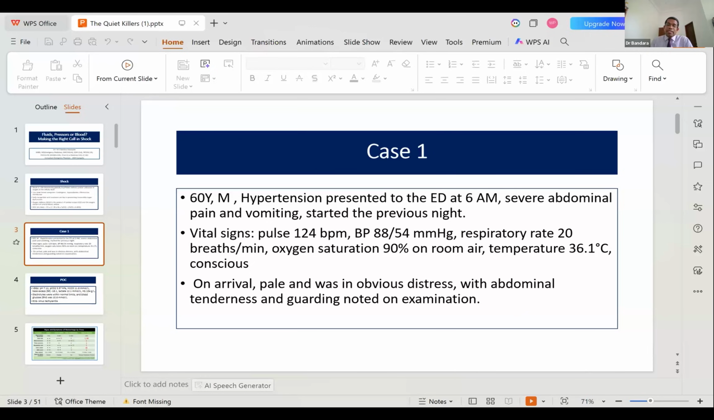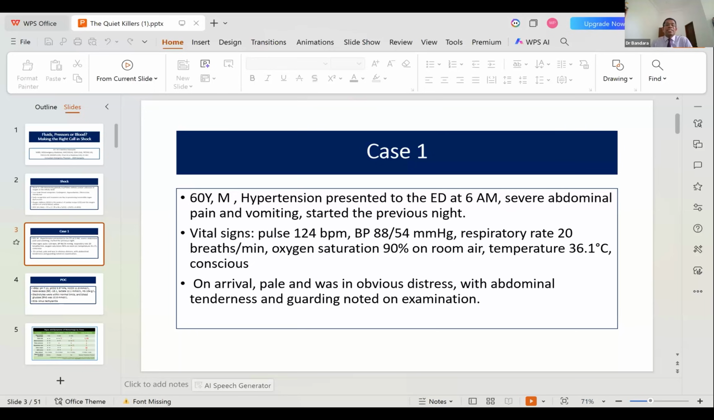So I'll move to a case discussion. I have a 60-year-old man who is known to have hypertension. He came into the emergency department at around 6 a.m. with severe abdominal pain and vomiting, which started the previous night. He's tachycardic with low blood pressure, his respiratory rate is marginally high, and he's maintaining low saturation on room air. His temperature is normal.